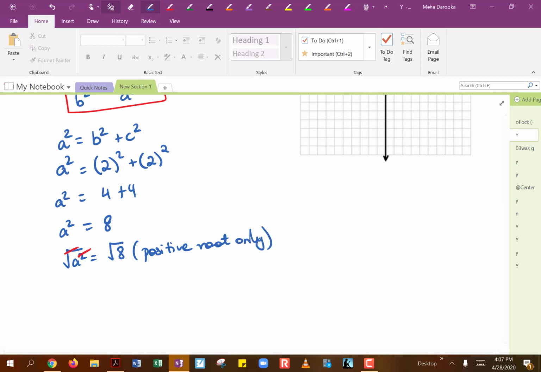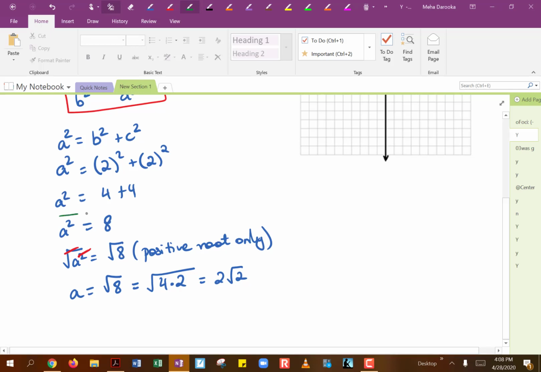So we'll need to simplify this. A equals square root of 8, which will actually end up becoming, you can rewrite 8 as 4 times 2. Square root of 4 is 2, and that other square root of 2 will just stay inside the radical.